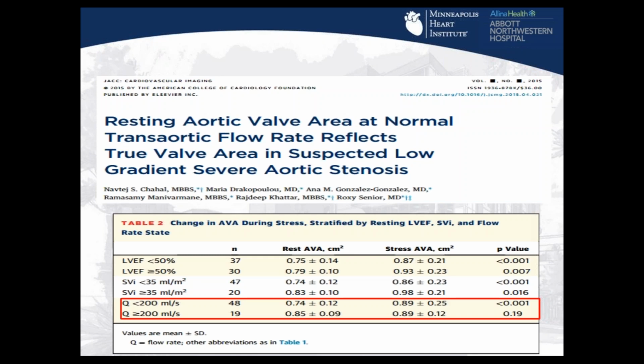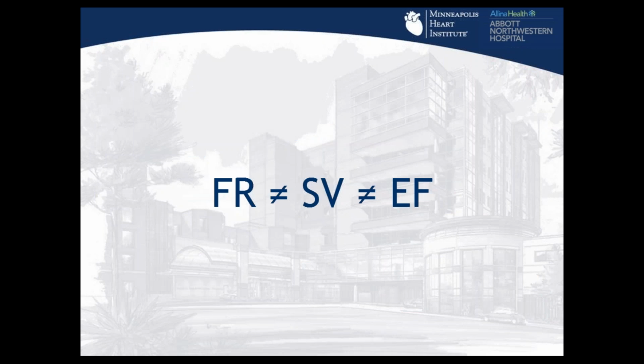So that again raises the question: what are we achieving by giving dobutamine to patients with a normal flow rate to start with? Although there are only 19 patients in the group where flow rate is less than 200, this is a concept that's coming, so it's important to understand. I think we're going to see more data coming out of this. Another message here is that flow rate is different from stroke volume, and it's different from ejection fraction. Again, we have to think about why we're stressing these patients and what we're trying to achieve. What we're trying to achieve is really opening the aortic valve, not improvement in ejection fraction, not improvement in stroke volume.